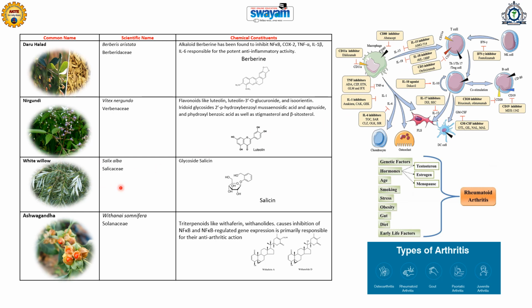Then white willow, which is Salix alba, Salicaceae family, which contains the glycoside salicin, and this is also found to give relief from pain. It is a very good analgesic as well as antipyretic in nature.